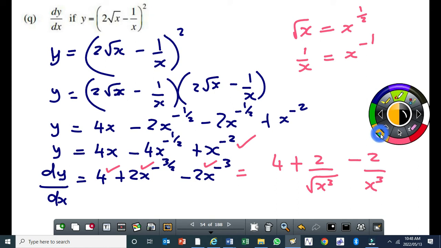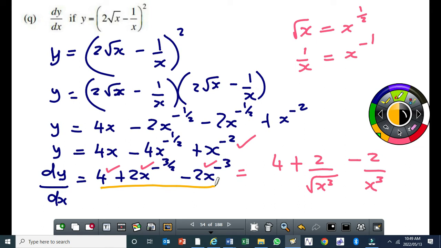What? Which part? Are you talking about converting this to that? Yeah, to leave it like this. Yeah.